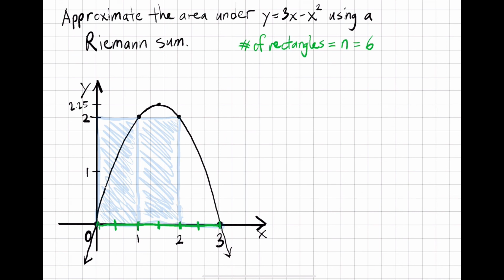So my delta x, which is telling me the width of each rectangle, well, I can find the width of my entire interval, 3 minus 0, and divide by the number of rectangles. That's going to be 3 divided by 6, which is 1/2, or 0.5. You can use a decimal or a fraction, whichever you prefer. Okay, so my actual x-coordinates of those cuts are going to be at 0.5, 1, 1.5, 2, 2.5, and 3.